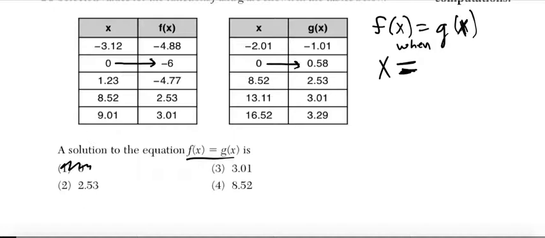2.53 is not even in the x column, it's in the y column. So we're not taking f of 2.53 or g of 2.53. This is really saying f of x equals g of x when x equals how much? So x equals 2.53. No, x does not have 2.53, shown. Same thing with 3.01. 3.01 is also in the y column, just like 2.53, but it's not in the x column.